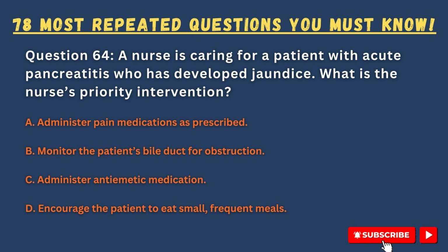Question 64. A nurse is caring for a patient with acute pancreatitis who has developed jaundice. What is the nurse's priority intervention? A. Administer pain medications as prescribed. B. Monitor the patient's bile duct for obstruction. C. Administer antiemetic medication. D. Encourage the patient to eat small, frequent meals.